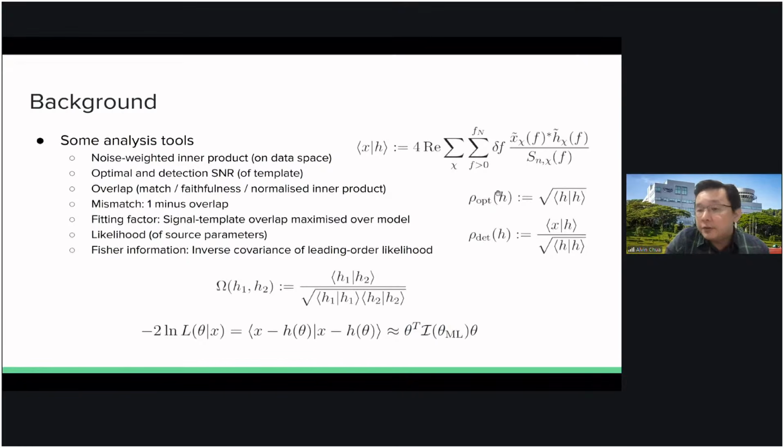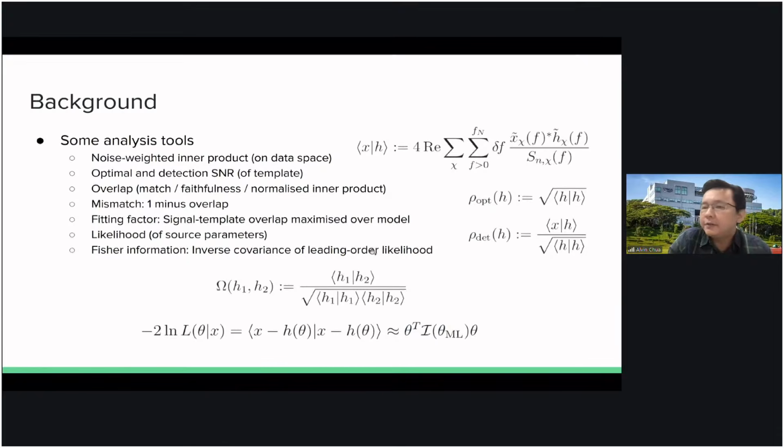So the optimal SNR is essentially, you can see, just the norm of the template h with respect to the above inner product. And the detection SNR is the scalar projection of the data x onto the template. We'll need the overlap, right? So here I'm using the term overlap, which is defined here.